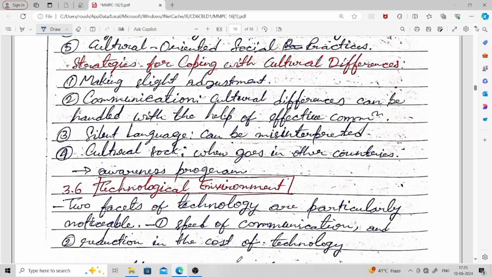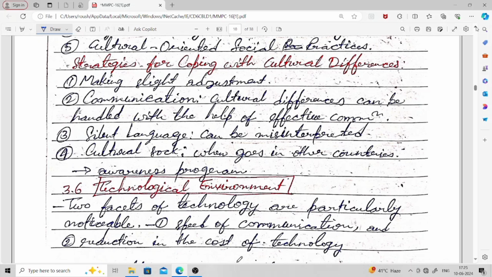Otherwise misunderstanding can lead to catastrophe. Then the fourth given, cultural shock. Cultural shock means when one goes to another country, that person finds the culture completely different. So that's why it should be considered that in another country the culture will be different.